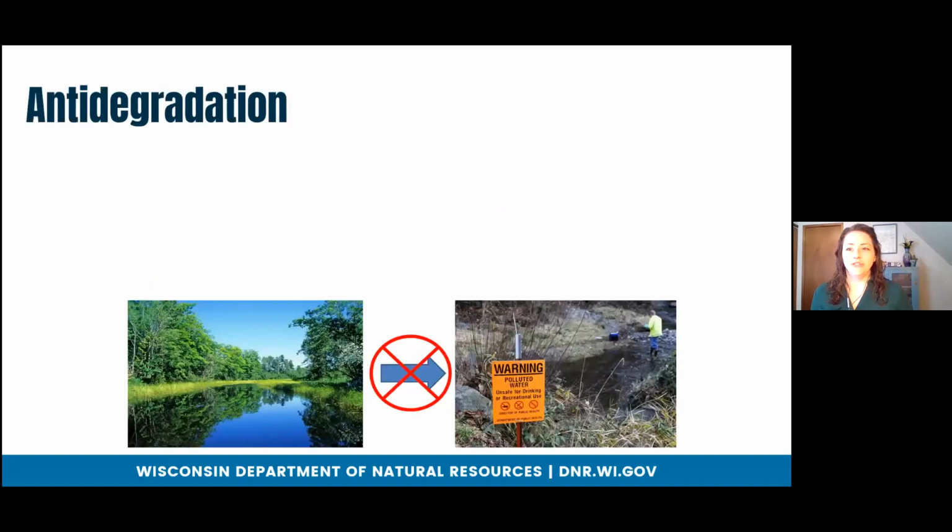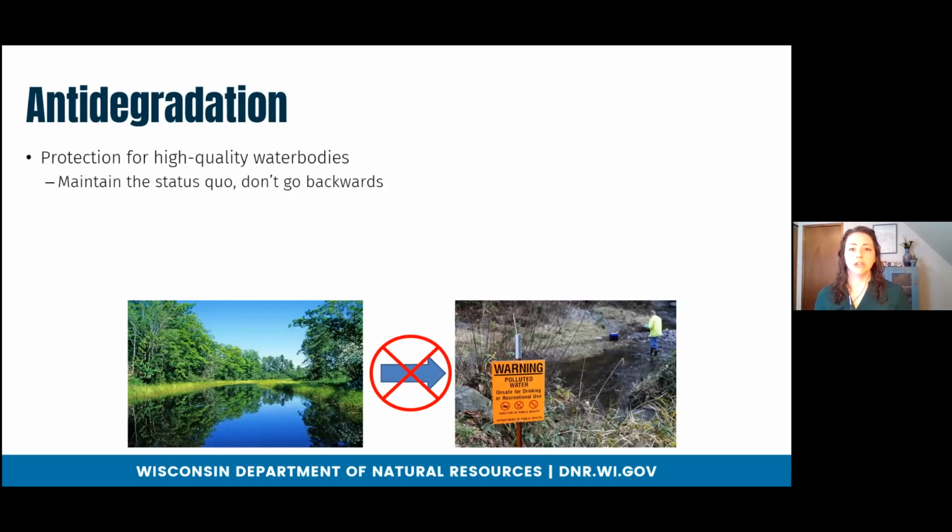So now we'll move to the third leg of the three-legged stool, which is anti-degradation. Anti-degradation is basically protection for high quality water bodies. So we want to maintain the status quo. We want to ensure that if a water body has high quality, we don't want to go backwards or have any kind of degradation to that water.